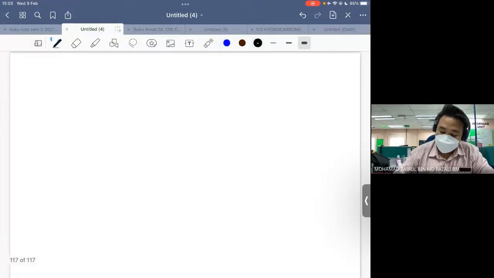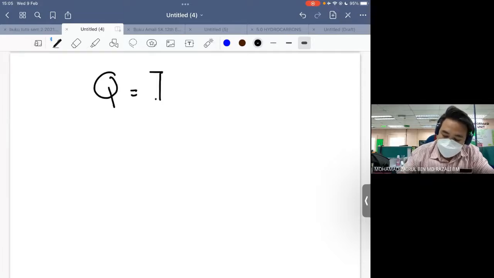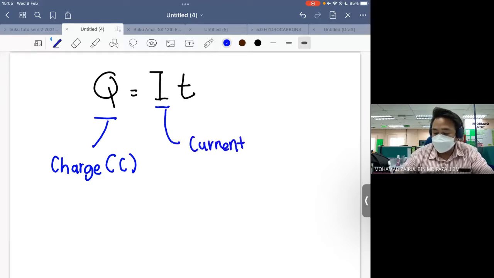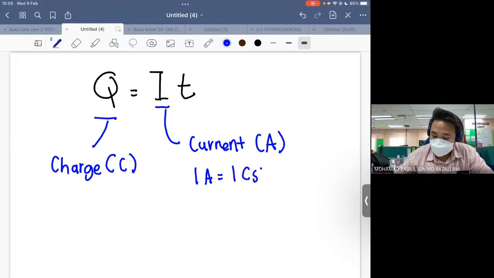So the formula given is Q = It, where Q is the charge, measured in the unit of coulomb. I is the current. Current itu kita akan measure dalam unit ampere, mesti dalam unit ampere. And we know that 1 ampere is equal to 1 coulomb per second. And t is the time. Dan time ini awak kena make sure in the unit of second.